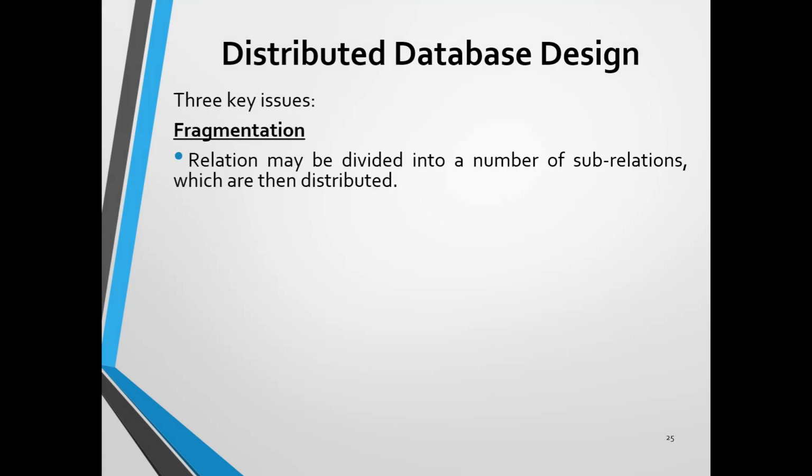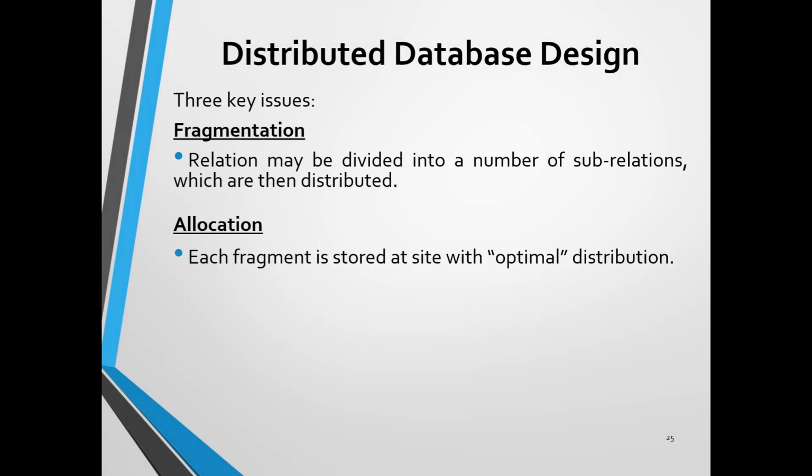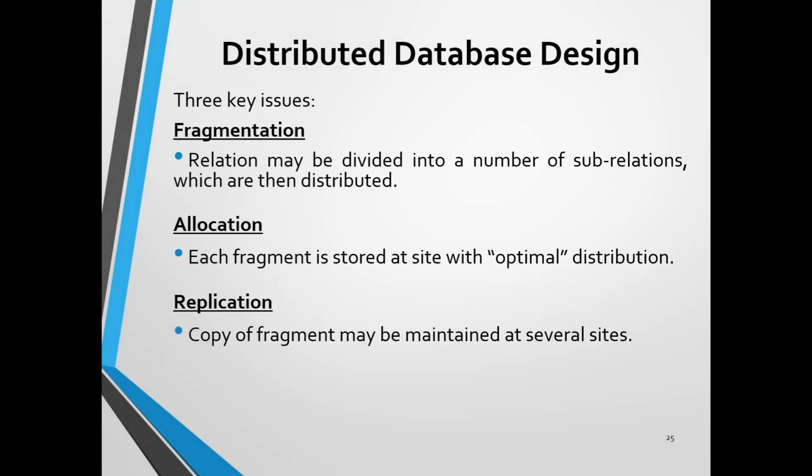In the distributed database design, we have 3 key issues. Number 1, fragmentation. A relation may be divided into a number of sub-relations, which are then distributed. Allocation. Each fragment is stored at the site with optimal distribution. Replication. A copy of a fragment may be maintained at several sites.